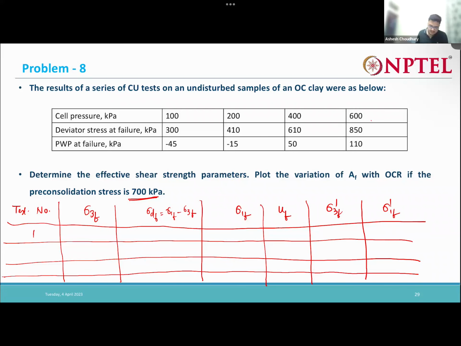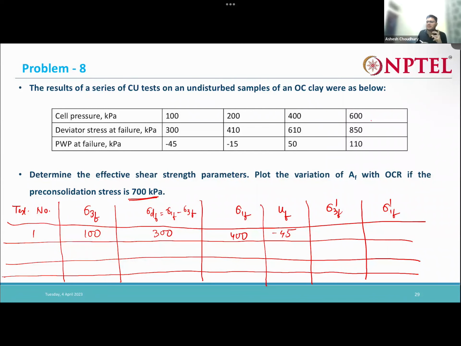So test 1, what is my sigma 3f? Please keep on telling me, what is the sigma 3f for the first test? 100. Then what is sigma df? 300. So what will be sigma 1? 400. What is uf? It is given minus 45.